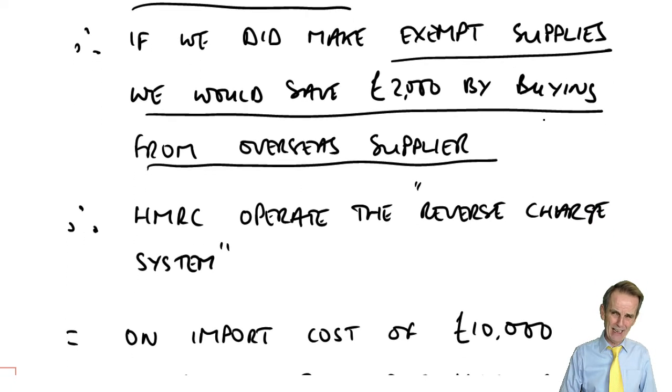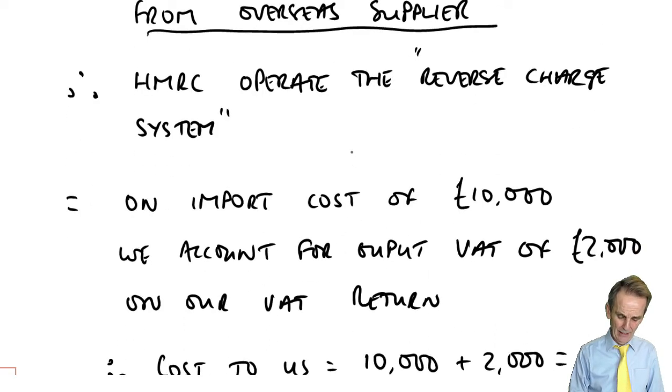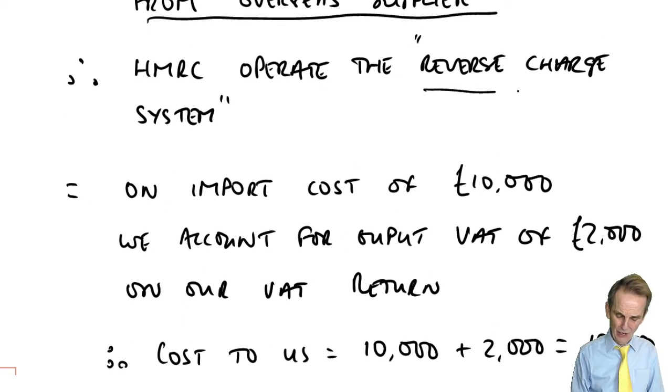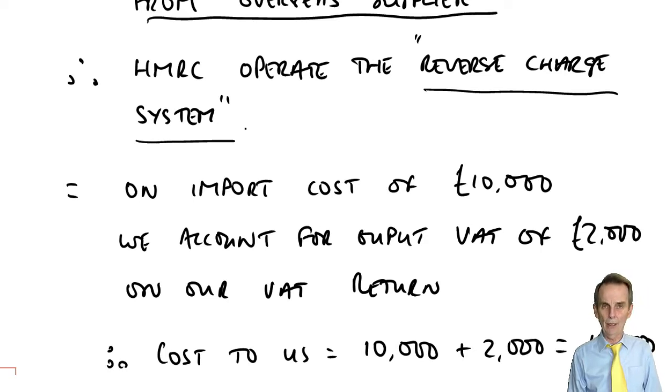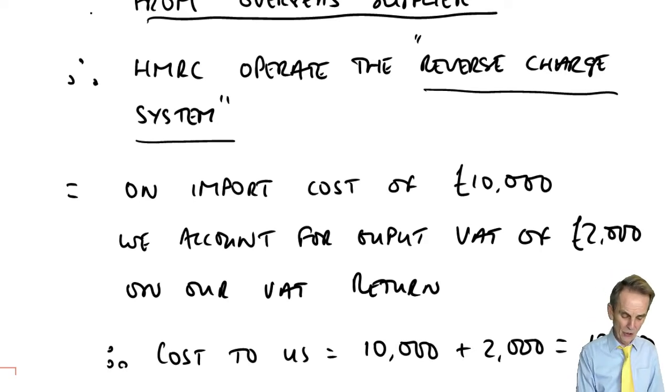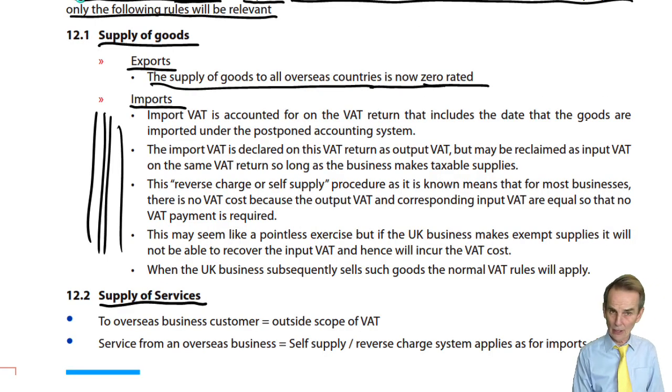So that would mean we'd have a situation where our taxation system was actually encouraging you to buy from an overseas supplier. Well, that can't be a good thing, can it? So HMRC have to do something here. And what HMRC operate is what is known as the reverse charge system in relation to our imports. Now, if we go back to the notes, then I'll come back to this example.